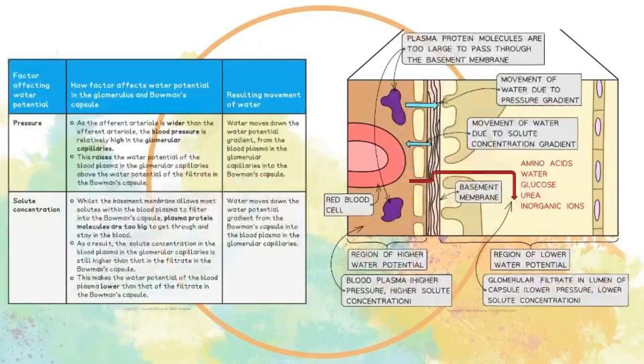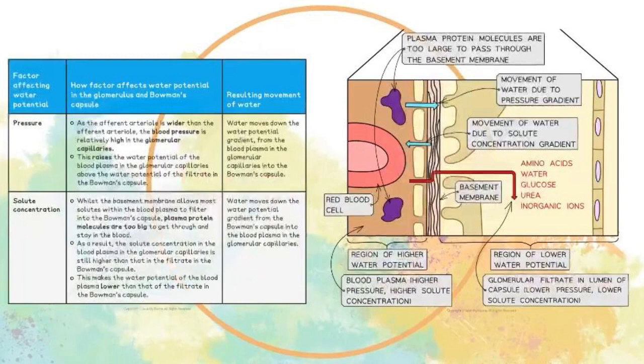And then the second factor I want to discuss is solute concentration, so things like sugar and salts. Whilst the basement membrane allows most solutes within the blood plasma to filter into the Bowman's capsule, plasma protein molecules are too big, so they stay in the blood. But as a result of this, the solute concentration in the blood plasma in the glomerular capillaries is still higher than that in the filtrate of the Bowman's capsule, because you're going to get a concentration of protein in the capillaries. So even though you're losing solutes, you're still getting an accumulation of the proteins.